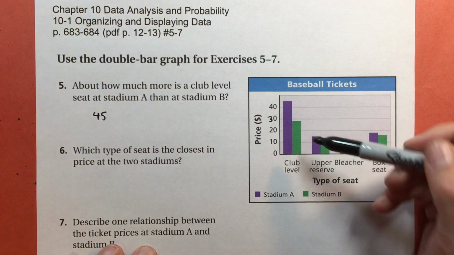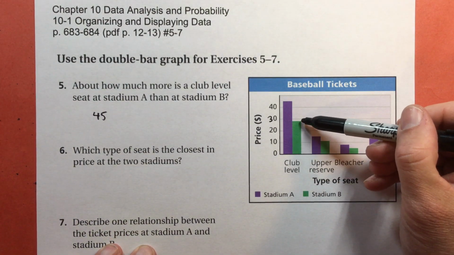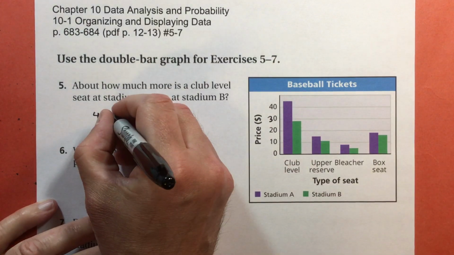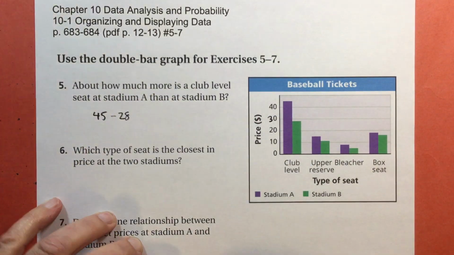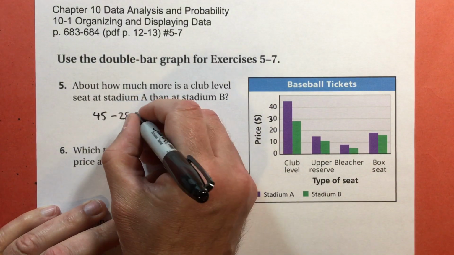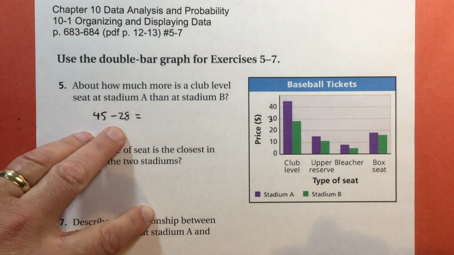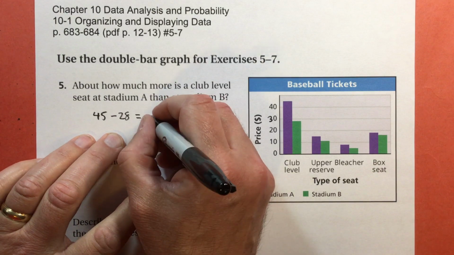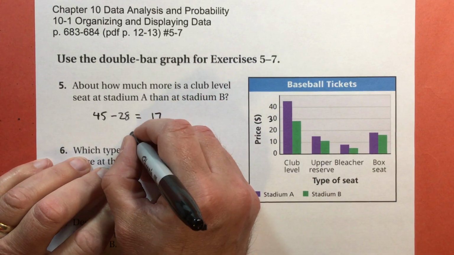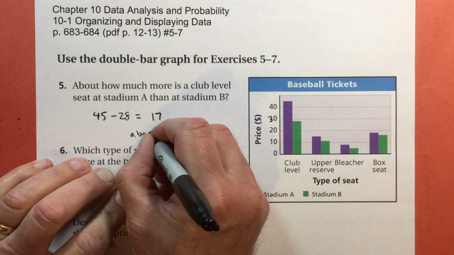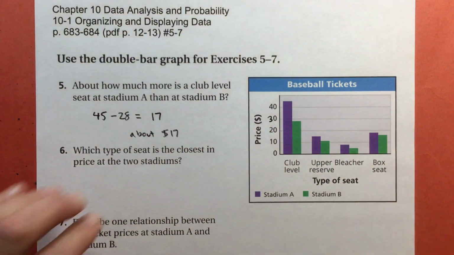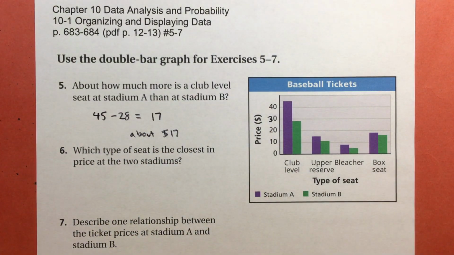For Stadium B, here's 20, here's 30. It looks like it's really close to 30. So I'm going to guess probably about 28. And if I find the difference, 45 subtract 28, it's probably close to 17. So about $17. Now if the actual difference, if I looked at the real numbers, was 16 or 15 or 18, that's okay, no problem. We're just looking for an estimation. We're not looking for an exact answer.